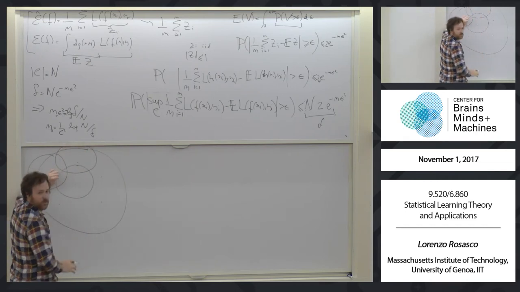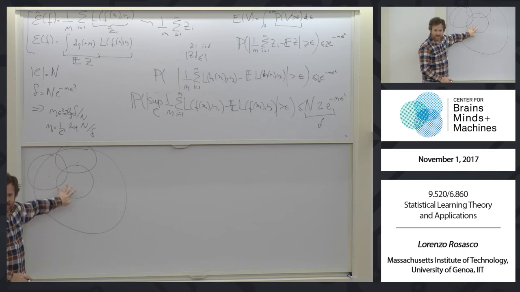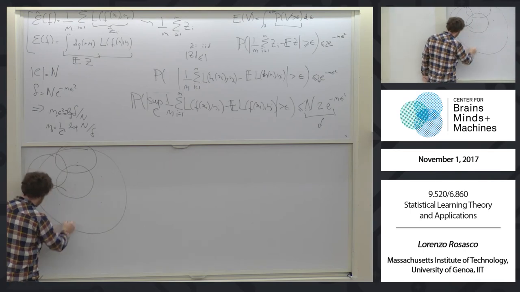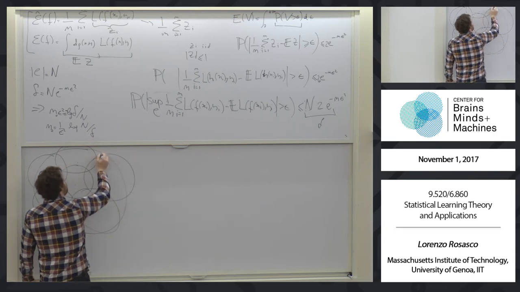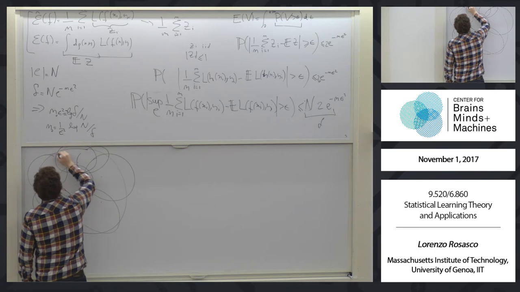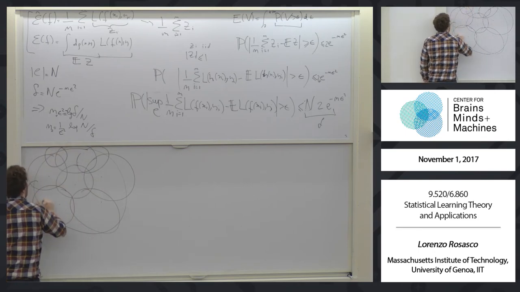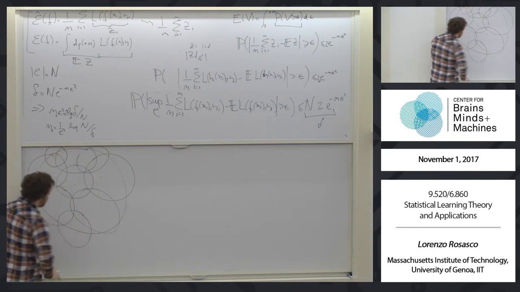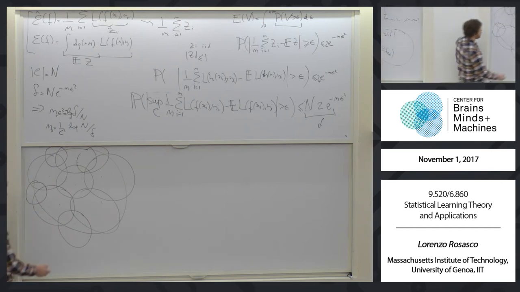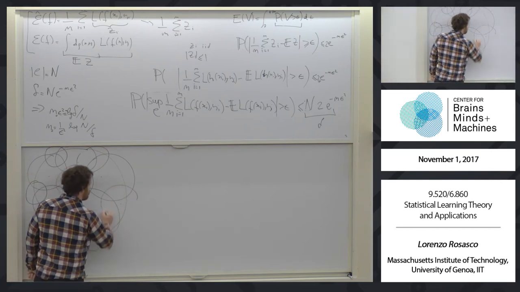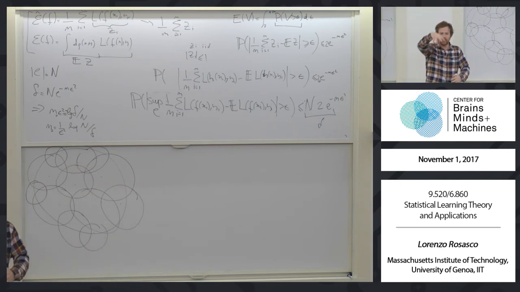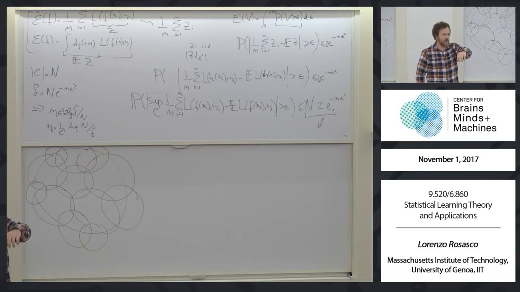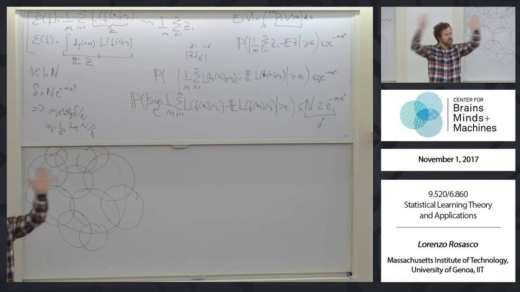It is not completely clear from the picture, but all these balls have exactly the same size. And I actually need a few more because I want to cover everything. So a covering. Basically, I'm going to take a bunch of balls. The idea is that I'm going to try to take a set of anchor points, a net, as it is called, of functions, so that if I take balls around these points, I can get any function. Okay?